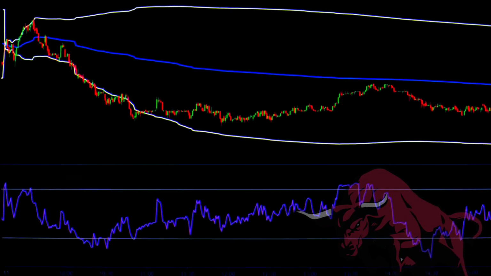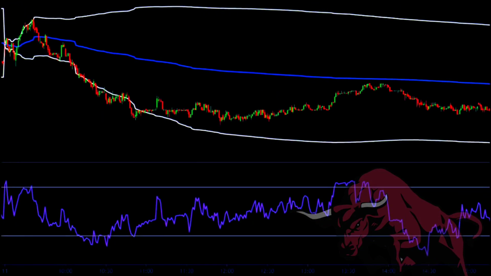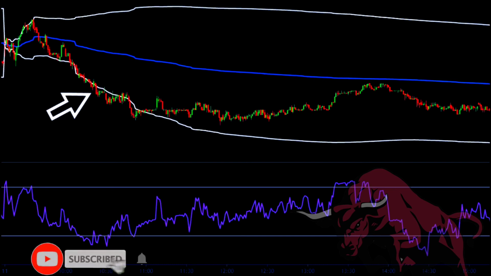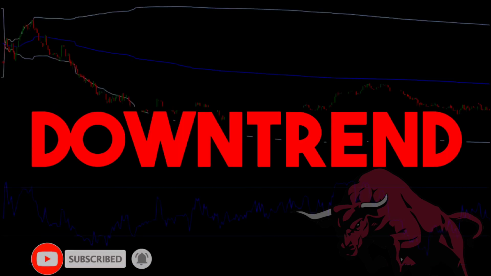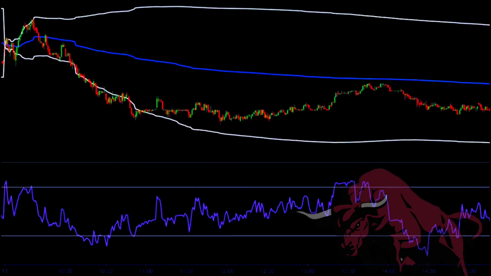Let us now look at a downtrend. Here on this chart, we see that the price was consistently trading below the VWAP. We also see that the price stayed around the lower band for a long time. So, we can say that the price was in a strong downtrend. So, we would want to sell here.